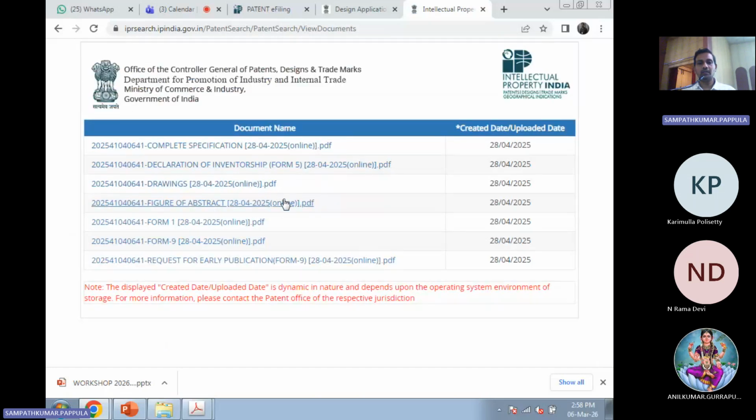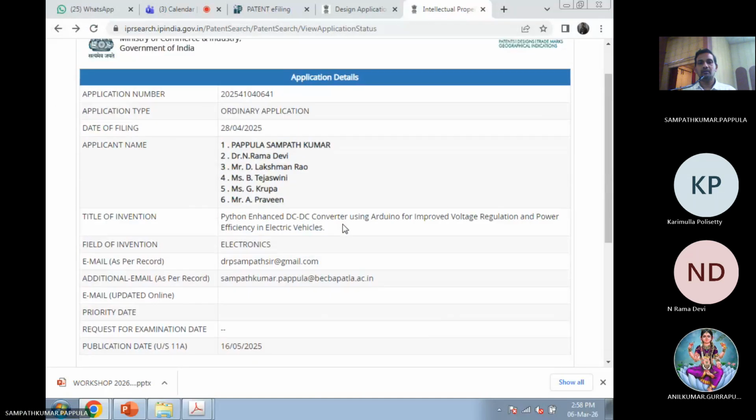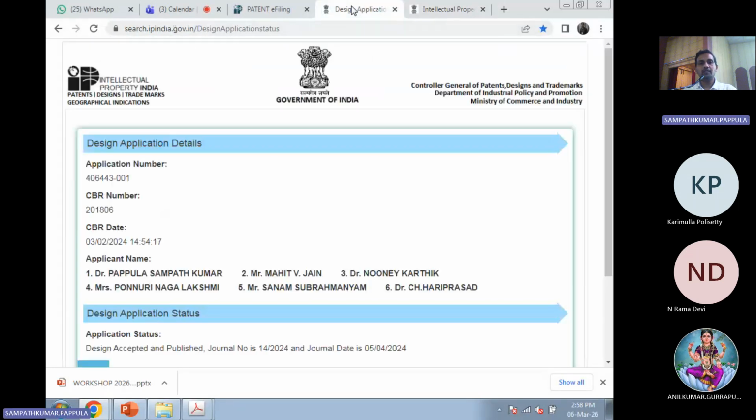So these are the documents, the 3, 4, 5, 6, 7 documents I uploaded there. We can also verify anytime, anywhere, right? So with this number, this is the application number, right? If the grant is there, the grant also has a site. This is the site.